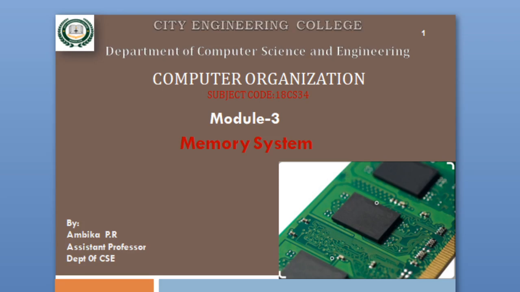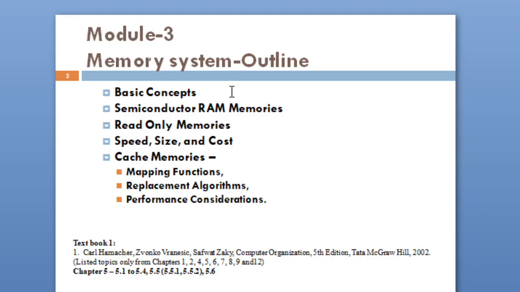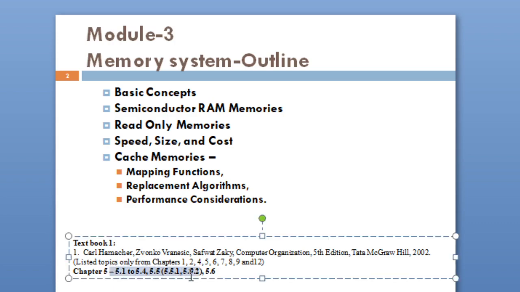In this module, we will be studying these topics: basic concepts of memory system, semiconductor RAM memories. In this we will be discussing the internal organization of memory chip, read-only memories, different types of ROMs, speed, size and cost, cache memories. Under cache memory we will be discussing mapping function, replacement algorithm, performance consideration. Here we are referring to the textbook by Carl Hamacher, Computer Organization, 5th edition, and this module is from Chapter 5; these are the sections we will be referring to for this particular module.